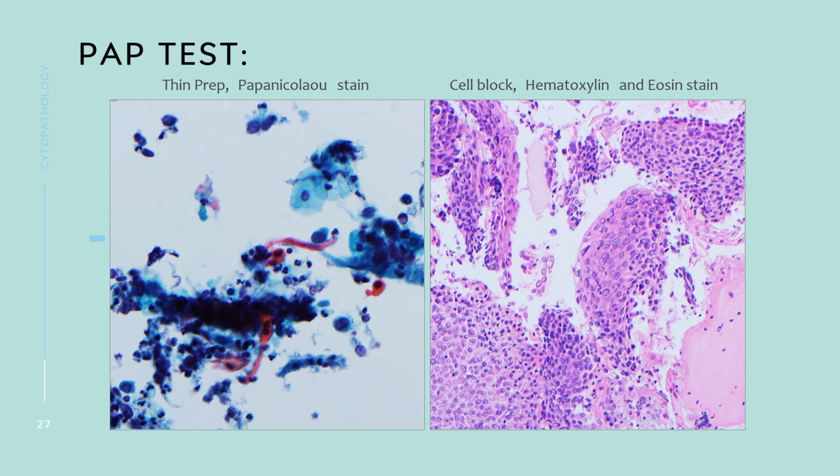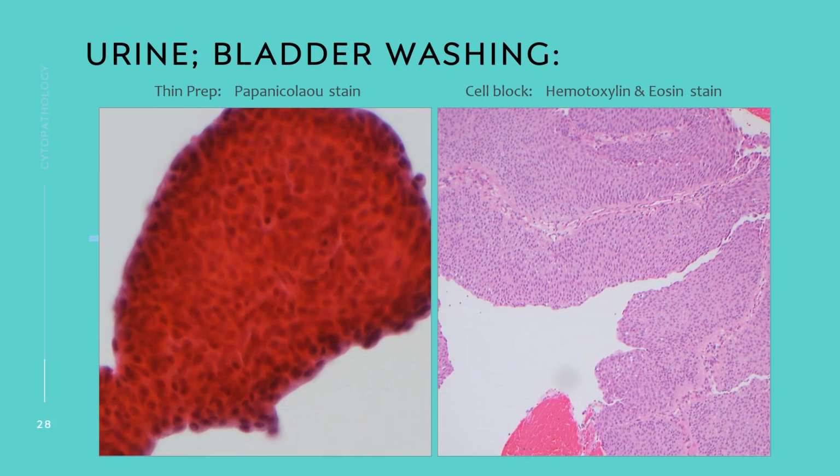So for the PAP test, we have microscopic demonstrations using the ThinPrep, using the Papanicolaou stain, and also for the cell block using the H&E, or the hematoxylin and eosin stain. Next, we have the urine bladder washing, ThinPrep, and also the cell block.